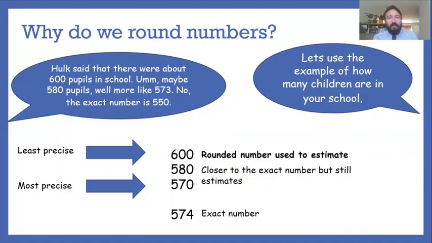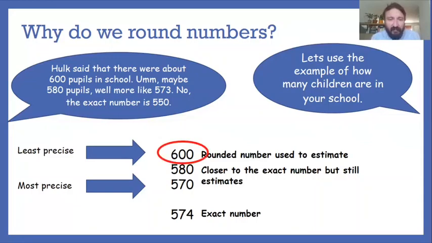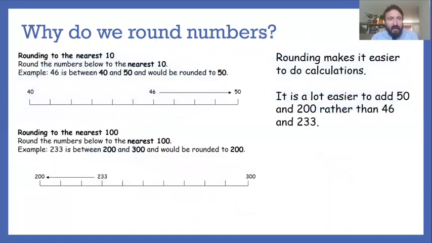What he's actually done there is he's rounded the number up to 600, which is an estimate. He then said, oh no, there's 580. No, more like 570. The exact number actually being 574. Well, let's take 600 for example. We had 2 estimates. The 600 was our least precise estimate, so further away from the actual number. The more precise estimates we look at are 580, 570, so not exact numbers. Least precise, most precise, okay? Let's just move on to our next slide.